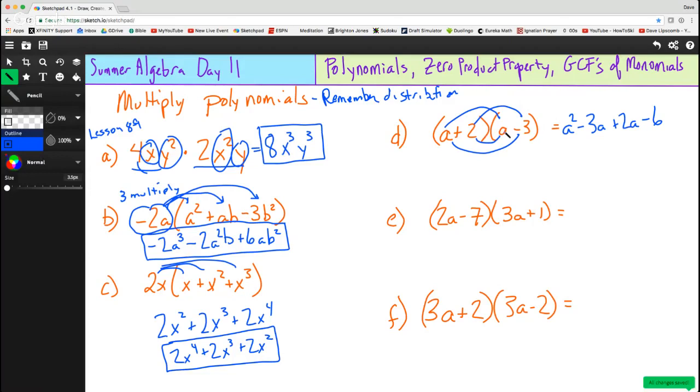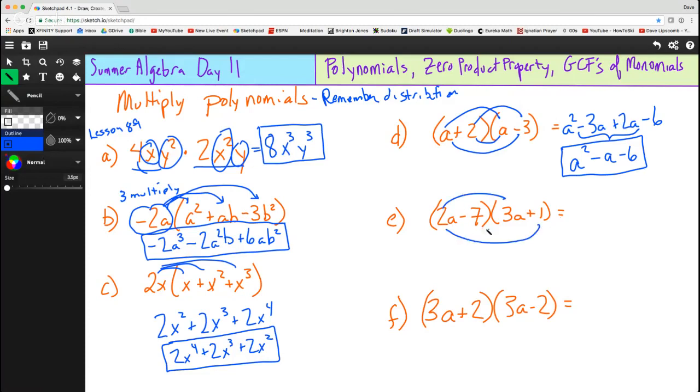A times a is a squared. A times negative 3 is negative 3a. 2 times a is positive 2a. Positive 2 times negative 3 is negative 6. And then we got to combine like terms. Once we start doing this polynomial times polynomial thing, you're almost always going to be combining terms at some point. Almost always. Okay, negative 3a plus 2a, negative a.